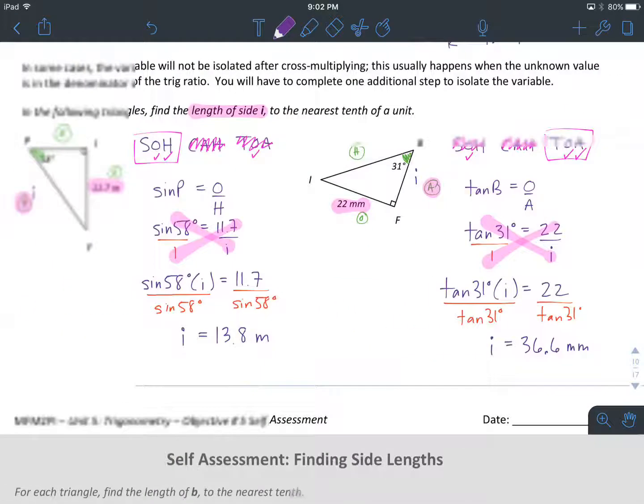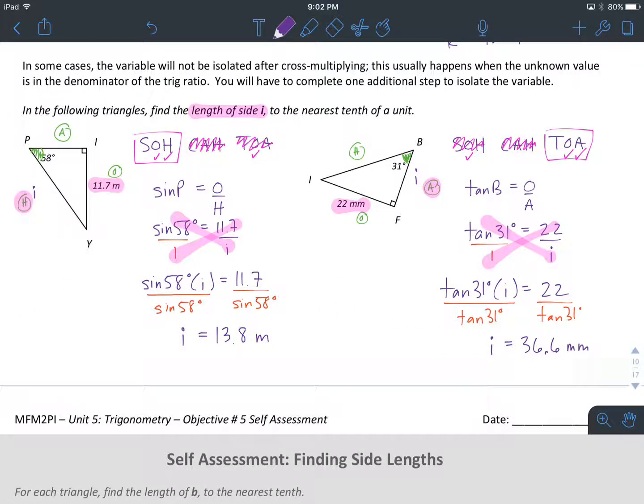And this is how you go about finding the side length of a right angle triangle given another side and a reference angle, or I guess an angle. We've looked at it from the perspective of finding the variable when it was in the numerator and finding the variable in the last two examples when it was in the denominator.